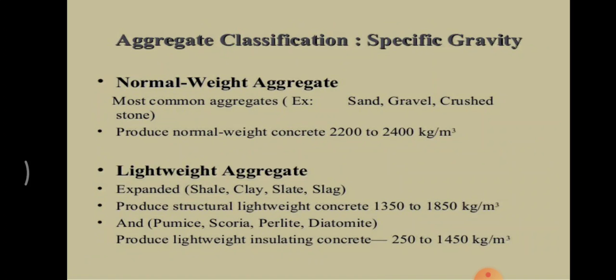Aggregate classification by specific gravity: normal weight aggregate and lightweight aggregate. The most common aggregates, for example sand, gravel, and crushed stone, produce normal weight concrete of 2200 to 2400 kg per meter cube. Lightweight aggregate is expanded, for example shale, clay, slate, and slag, and produces structural lightweight concrete of 1350 to 1850 kg per meter cube. Examples like pumice, scoria, perlite, and diatomite produce lightweight insulating concrete of 250 to 1450 kg per meter cube.